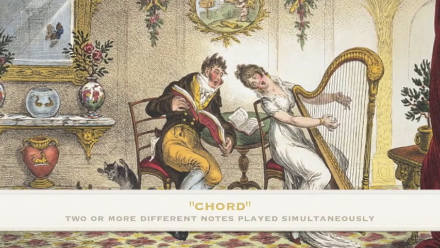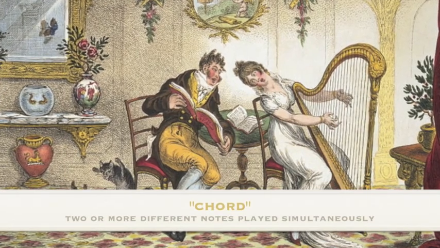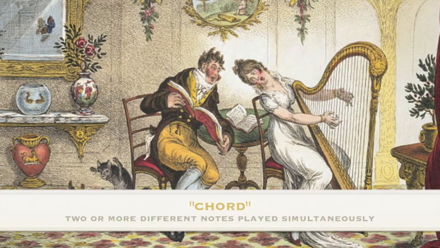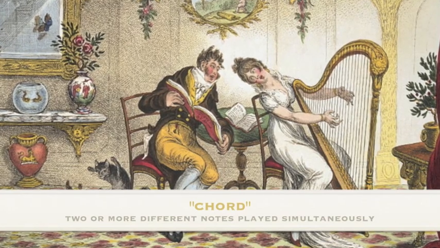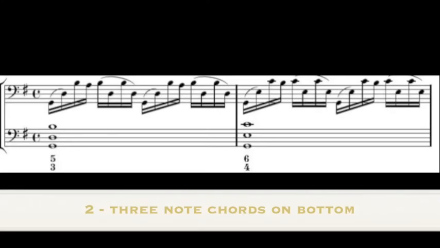Gradually, harmony was introduced into music. In this painting, we might imagine that these two people are singing different notes at the same time, and that can be considered harmony. This is how a harmonic chord might look in notation. See the three notes stacked on top of each other? They're played at the exact same time.